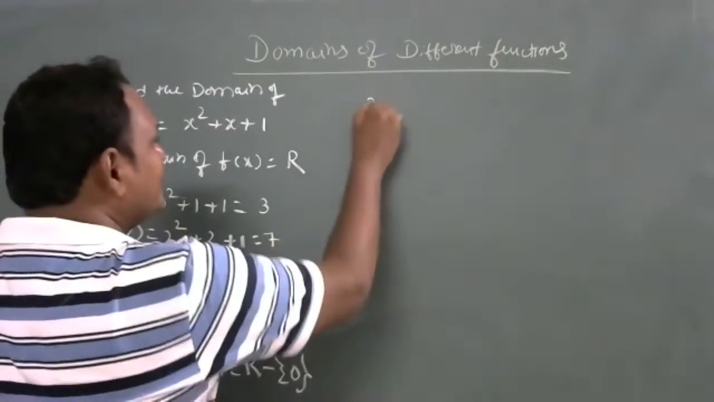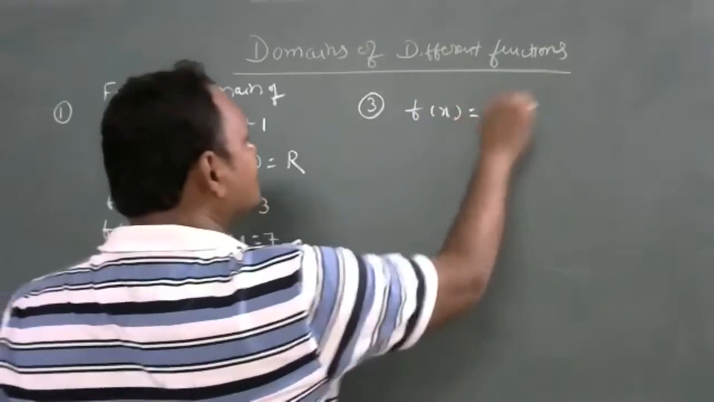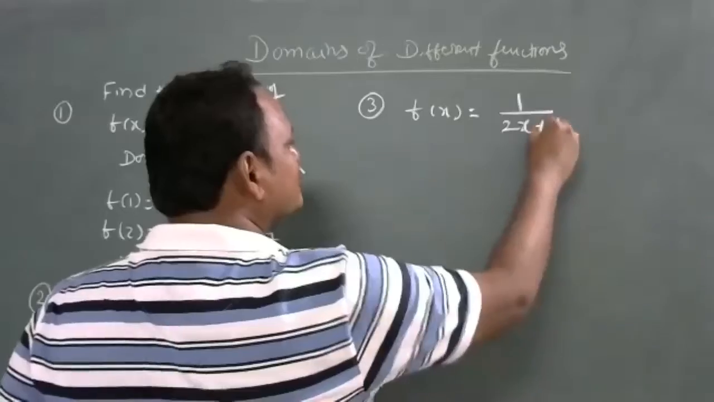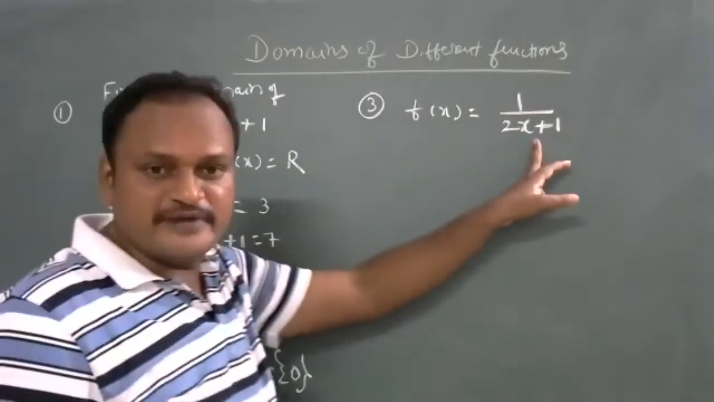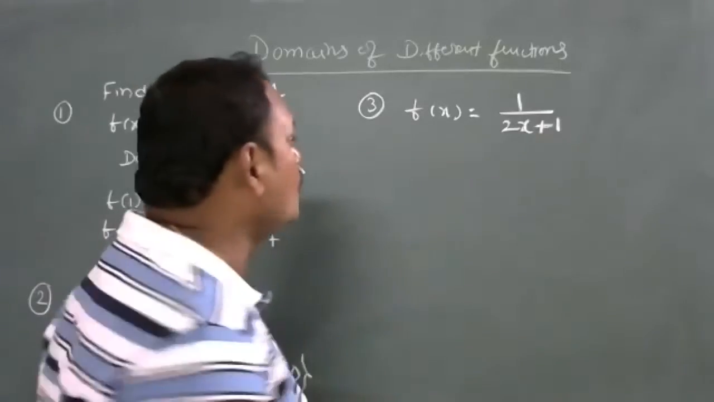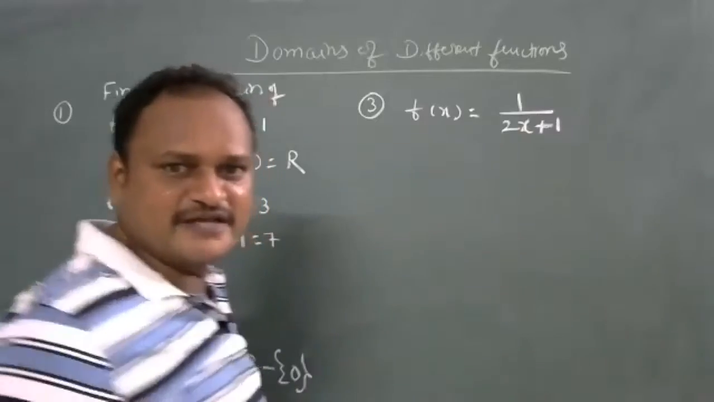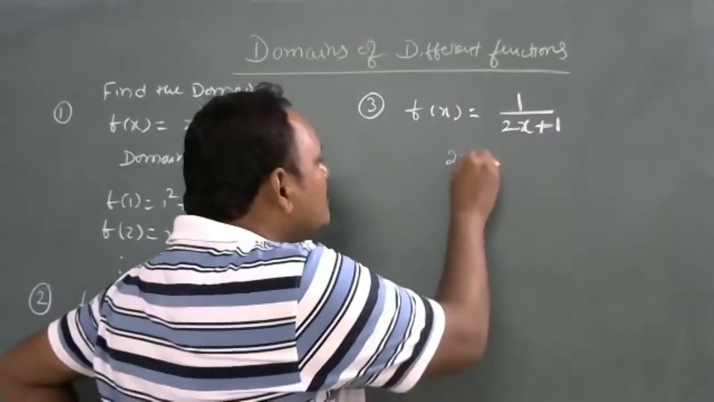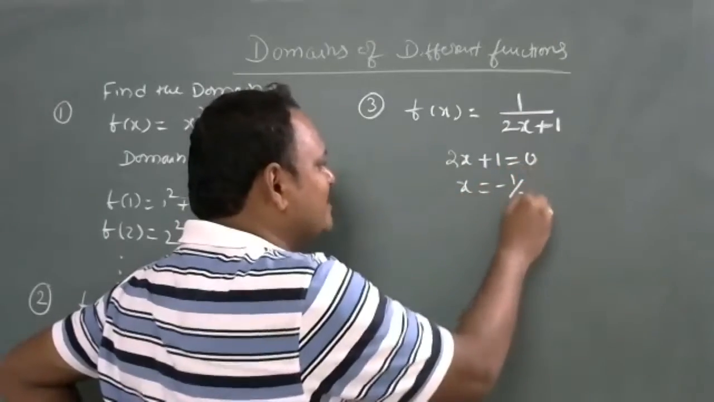Find the domain of f of x is equal to, suppose you have 1 by 2x plus 1, or something like this. What is the domain? Here, the denominator should not be 0. If it is 0, 1 by 0 becomes undefined. That's why let us make 2x plus 1 equal to 0. Then what you will get: x equal to minus 1 by 2.